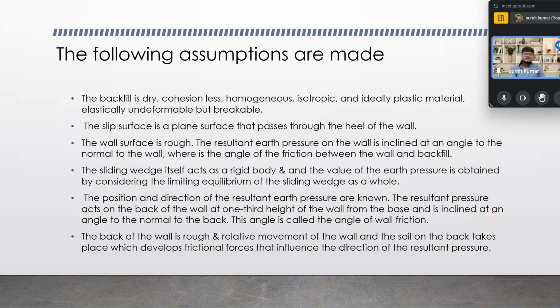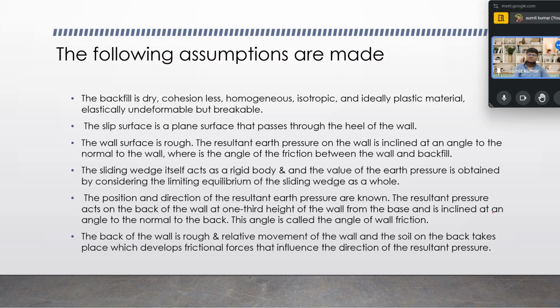When we talk about the assumptions made in this theory, we say that the backfill is dry, cohesionless, homogeneous, isotropic, ideally plastic material, elastically undeformable but breakable. The slip surface is a plane surface that passes through the heel of the wall, and the wall surface is rough, as it is not considered in the case of Rankine. The resultant earth pressure on the wall is inclined at an angle δ to the normal to the wall, where δ is the angle of friction between the wall and the backfill.